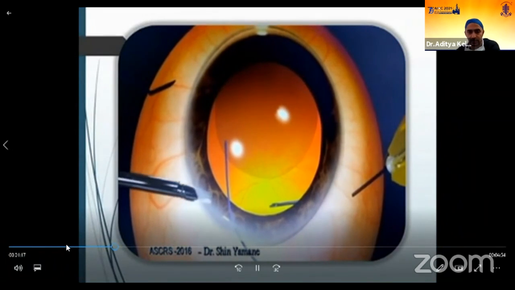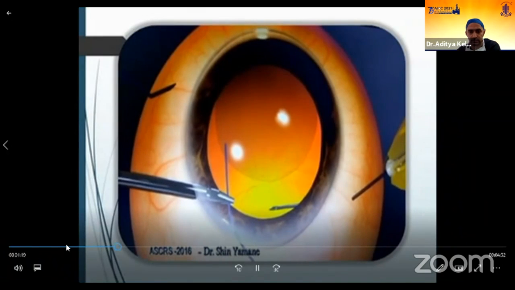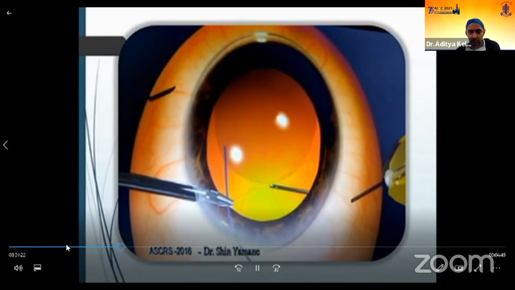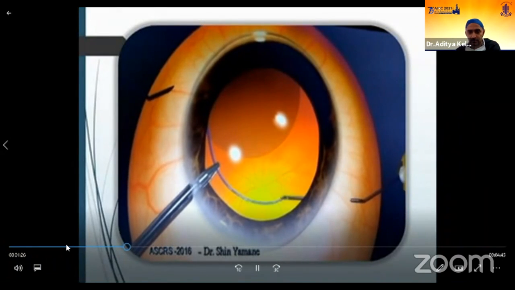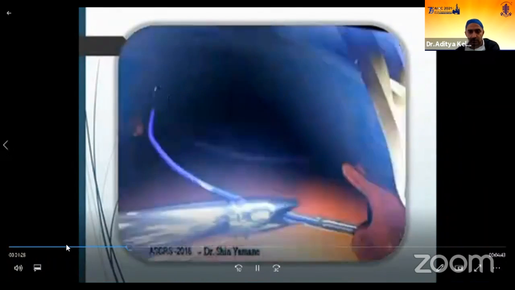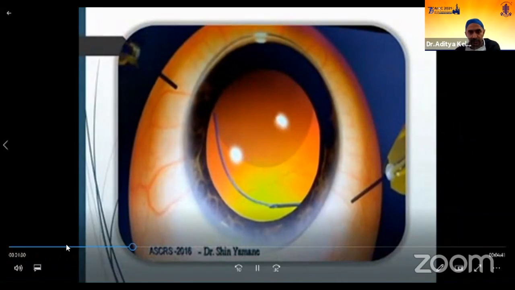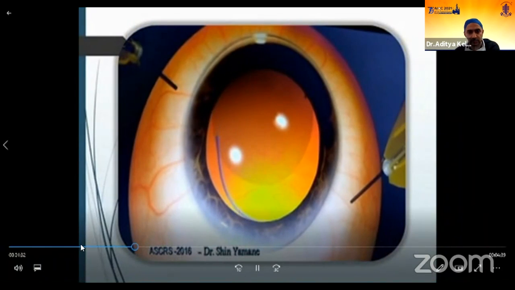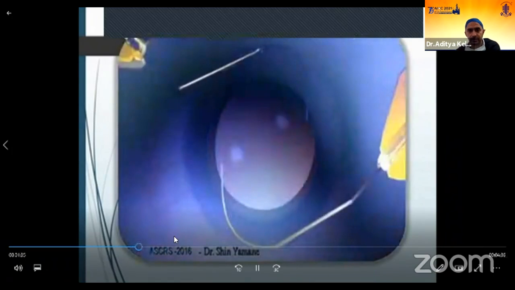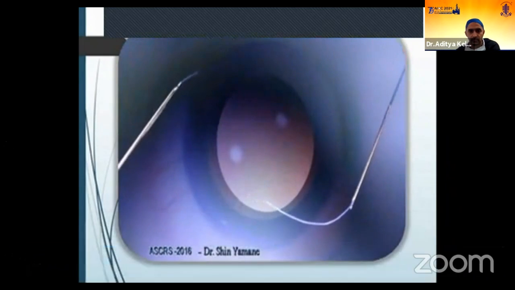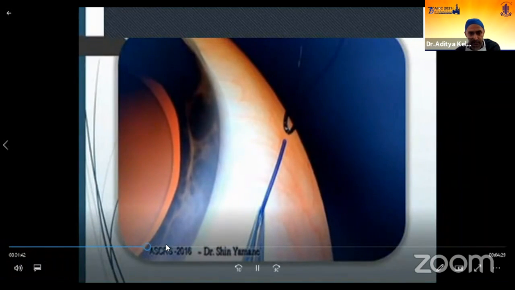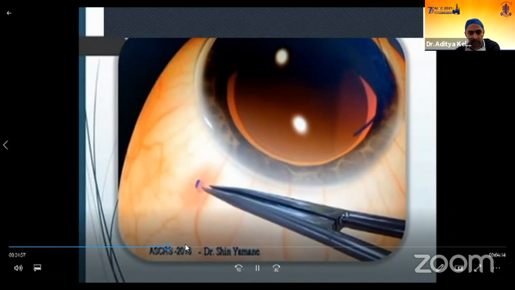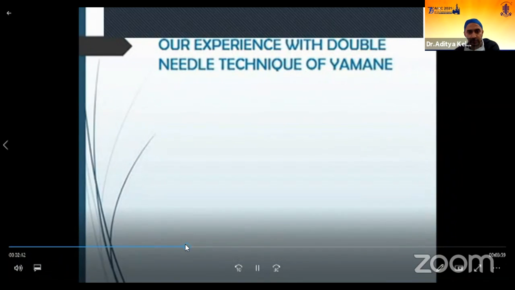And so we decided on a slight modification where we engaged the first haptic like what Dr. Prabhu just showed us. So this is the technique of Dr. Srini Yamane, bilateral simultaneous externalization of the haptics. When Dr. Yamane does this technique, this is how it looks. And when we do it, this is how it is going to look. I will just show you.